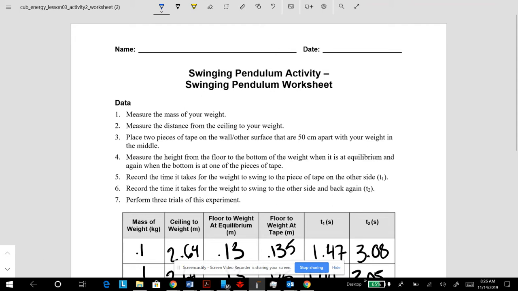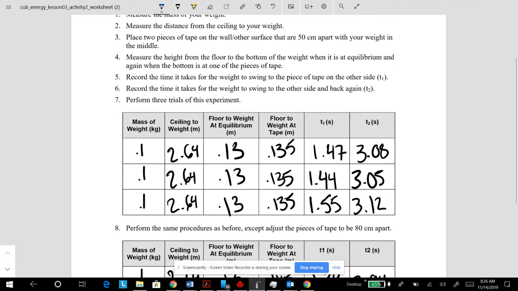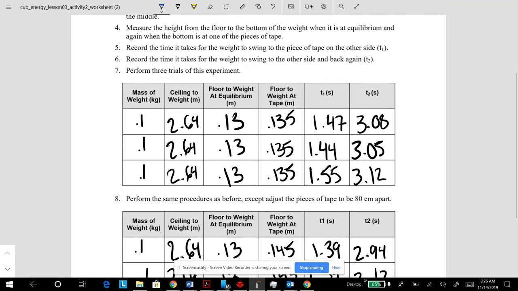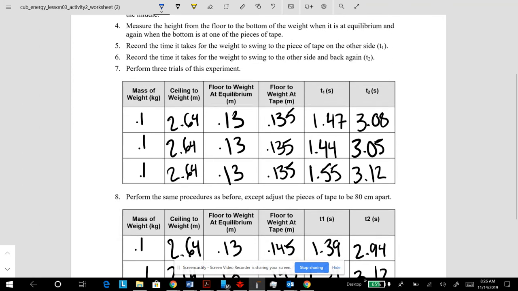If you have your own data, you're going to have a different type of mass, a different level from the ceiling to the mass, different measurements for every single thing. So make sure that you take the same principles of the math and just apply it to your own problems, okay? So as you guys can see, you should have already completed your data from the last class. You are collecting basically the mass of the object.